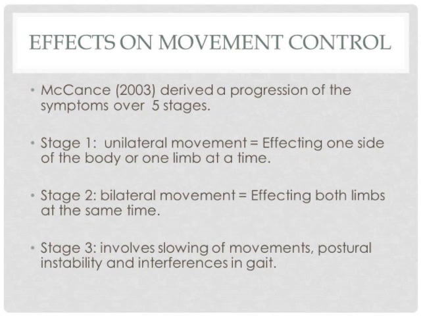Effects on movement control. Hoehn and Yahr derived a progression of the symptoms over 5 stages. Stage 1: unilateral movement, where one limb may begin experiencing the effects of the disease. Stage 2: bilateral movement, where both sides of the body start experiencing the effects. Stage 3 involves slowing of movements, postural instability, and interference in gait. Stage 4 involves increased postural instability as well as rigidity and bradykinesia becoming present. Stage 5 has the patient confined to a wheelchair due to the inability to walk caused by bradykinesia and rigidity.